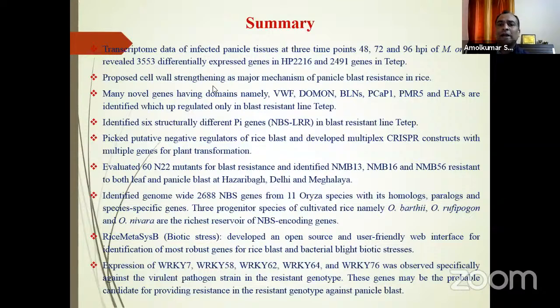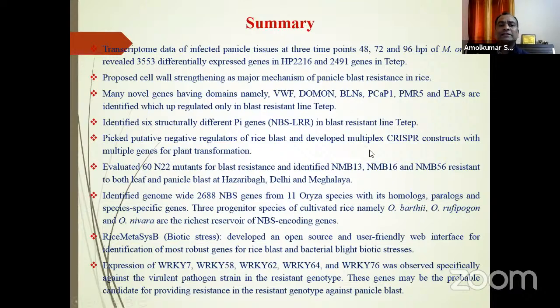We also identified novel genes like VWF, having the domain of VWF, domon, blupensin, PCAP, then this PMR5 or EAP genes. Then we also identified 6 structurally different genes which we are characterizing. We also identified negative regulators, and we are characterizing this through multiplex CRISPR assay.